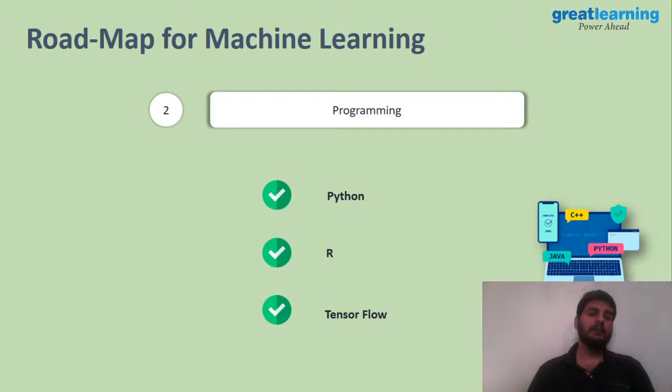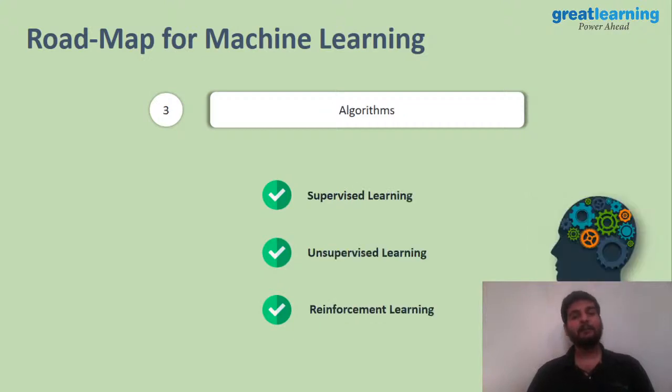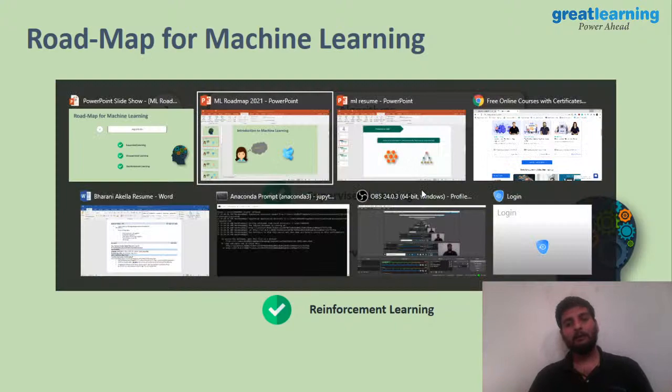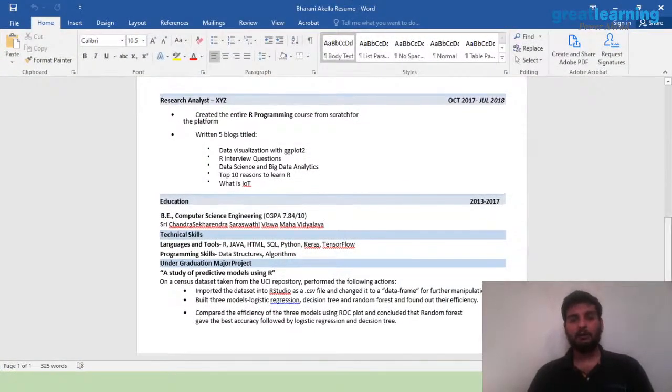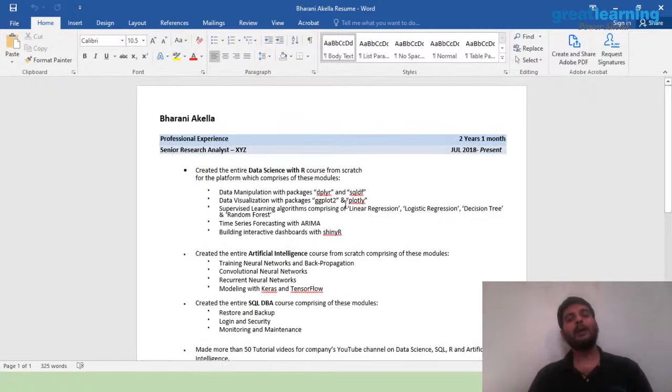So we have covered the first pillar, and the second pillar, which is programming. Then we have the third pillar, which is absolutely algorithms. You have supervised learning, unsupervised learning, and reinforcement learning, and you have to list down all of the algorithms that you have knowledge of in your resume. As you can see over here, in my resume, I have listed all of the supervised learning algorithms that I've worked on.